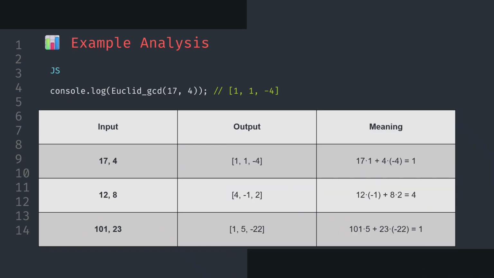Let's test the function. With inputs 17 and 4, we get the array of 1, 1 and negative 4. And sure enough, 17 times 1 plus 4 times negative 4 is equal to 1. It works for all kinds of integer pairs. This function is accurate, fast, and helps us do more than just find the GCD. We get a full equation result.